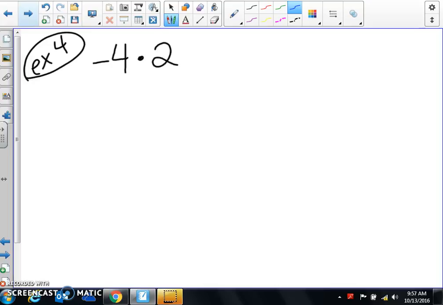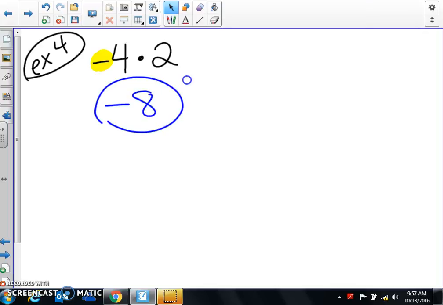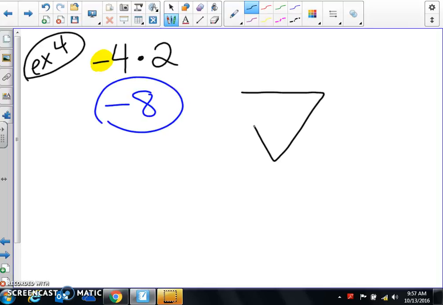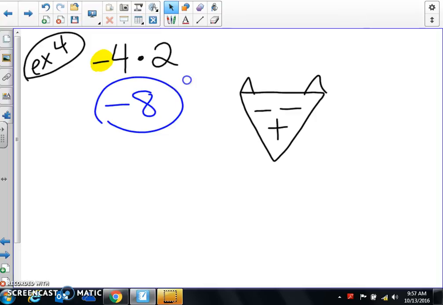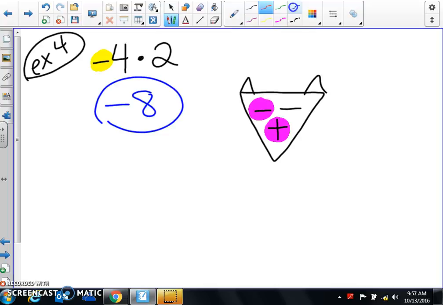Okay, count up your negatives. You've got 1 negative. Therefore, the whole thing is going to be negative. And then 4 times 2 is 8. Remember, you could also go back to the fox if you wanted to. Multiple ways to do this. So you were given a negative and a positive. So look, you were left with that negative.